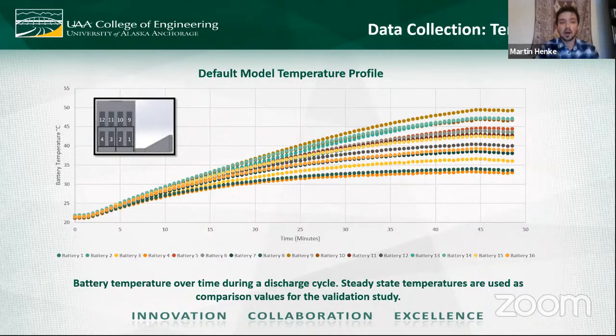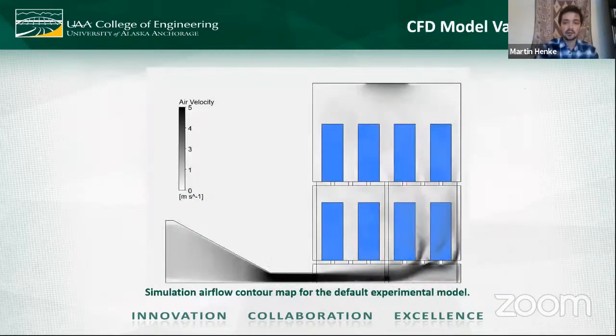Batteries uniformly on the bottom tend to be colder than their analogous battery on the top. So 1 tends to be colder than 9, 2 colder than 10, 3 cooler than 11. That's the general shape of the data that you're seeing here. What's more important is that at the spot where these curves flatten out, I have taken that as the steady state temperature, the final point where the temperatures have stabilized with the cooling system. So I use that in analysis.